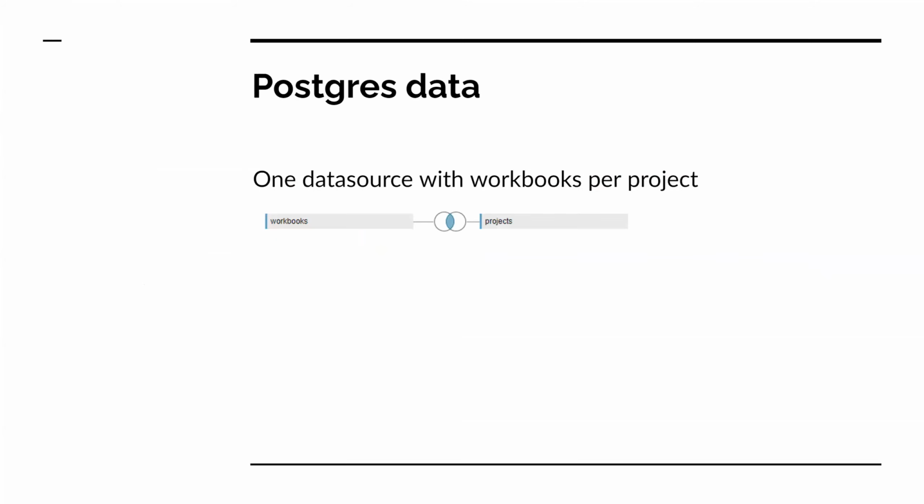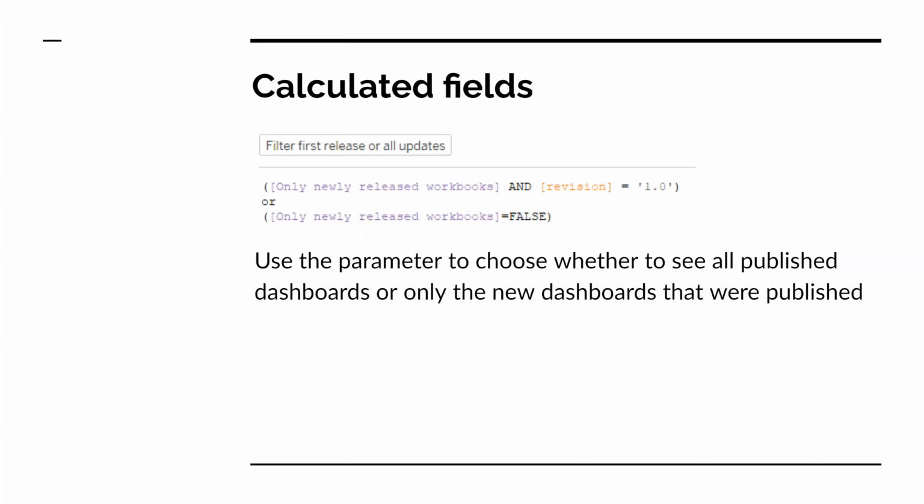So in this case, we're just combining workbooks with projects to know in which projects things have been published. We're making just one calculated field with a parameter. I make this only to see whether I want to see all the published workbooks or just the ones that are new workbooks. The new ones you can identify with the revision number. If it's 1.0, that means the workbook hasn't been published before. If it's a different number, then somebody has republished the dashboard and increased the revision. That revision is not something the user can set. It's an automatic numbering that Tableau Server does. So by using the parameter in this way, you can toggle whether you want to see all or just some workbooks.